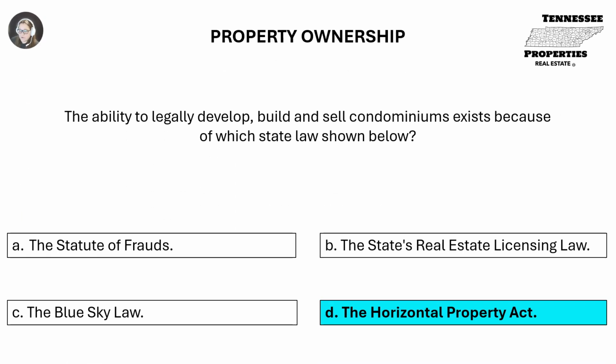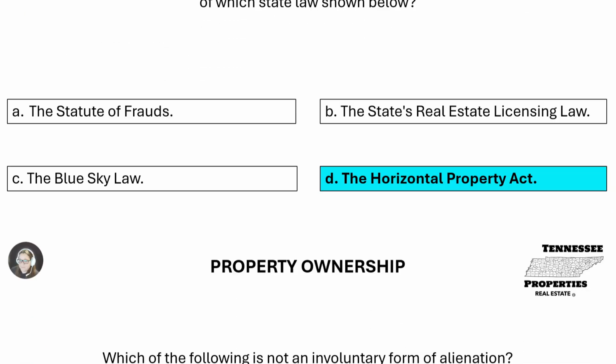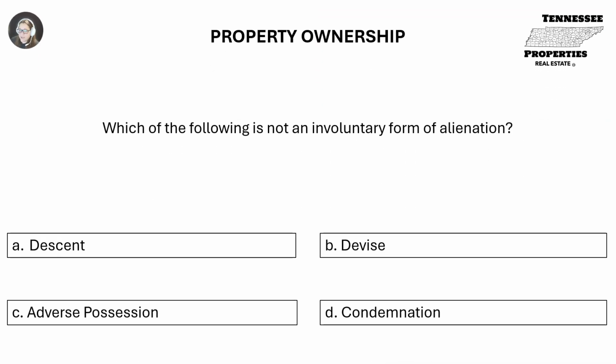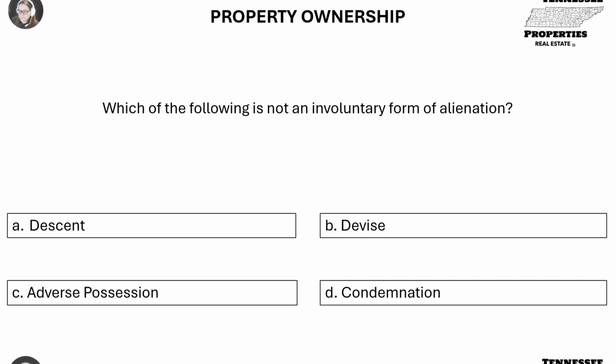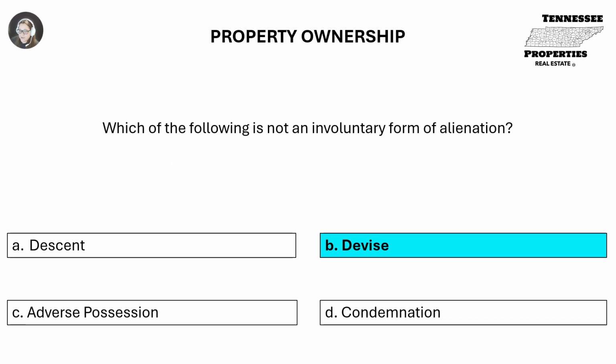D, the Horizontal Property Act. Which of the following is not an involuntary form of alienation? A, descent, B, devise, C, adverse possession, or D, condemnation? B, devise.